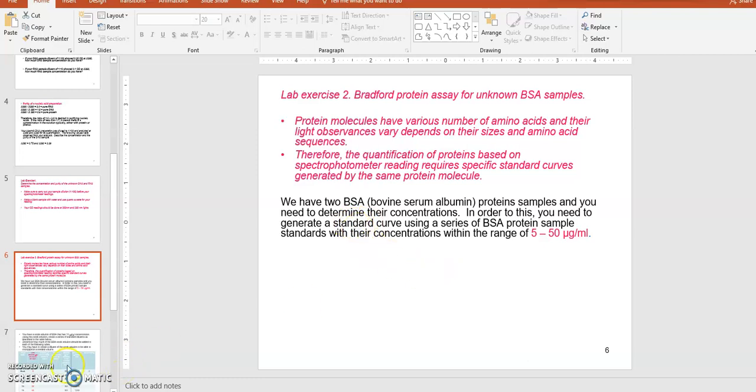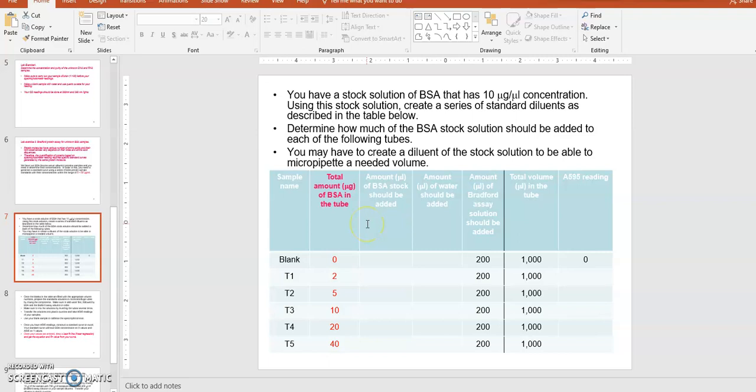You're going to deal with the standard curve first, and then estimate the concentration of the unknown sample. The first part of the assay is for you to construct the standard curve on your BSA samples. You are given a stock solution of BSA, bovine serum albumin protein, with a concentration of 10 micrograms per microliter. That's a highly concentrated stock. Using this stock solution, you're going to create a series of dilutions.